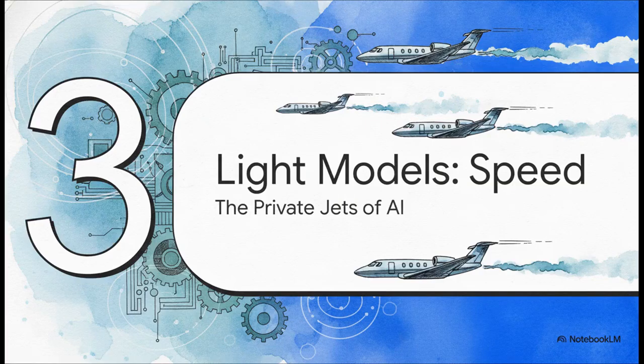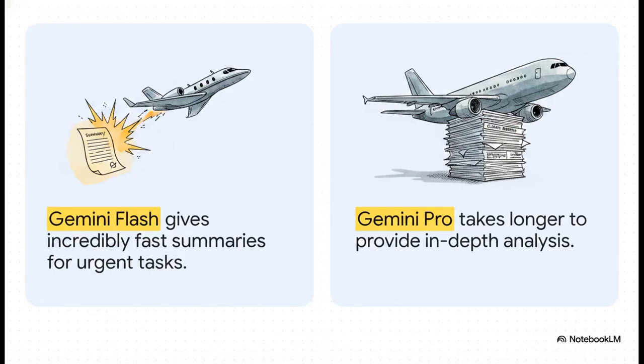Let's shift gears to section 3, light models. These are built purely for speed, the private jets of AI. To really see the difference here in action, picture this scenario. You need to summarize a massive, deeply complex 2025 global climate report. But oops, you procrastinated and you have exactly 1 minute before a major meeting starts.